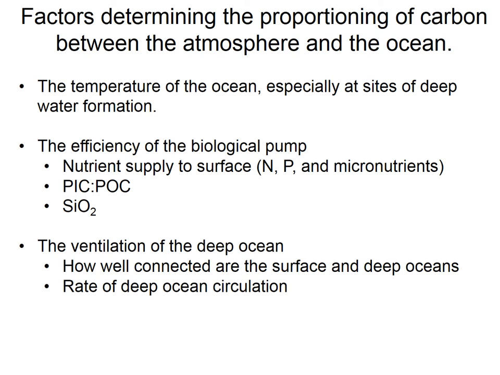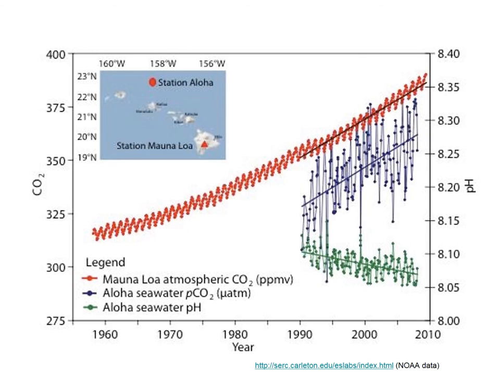So if you circulate the oceans more vigorously, you can store less extra carbon in the deep ocean, and more of it will be in the atmosphere. So ocean circulation also has a strong control on the distribution of gases between the ocean and the atmosphere.